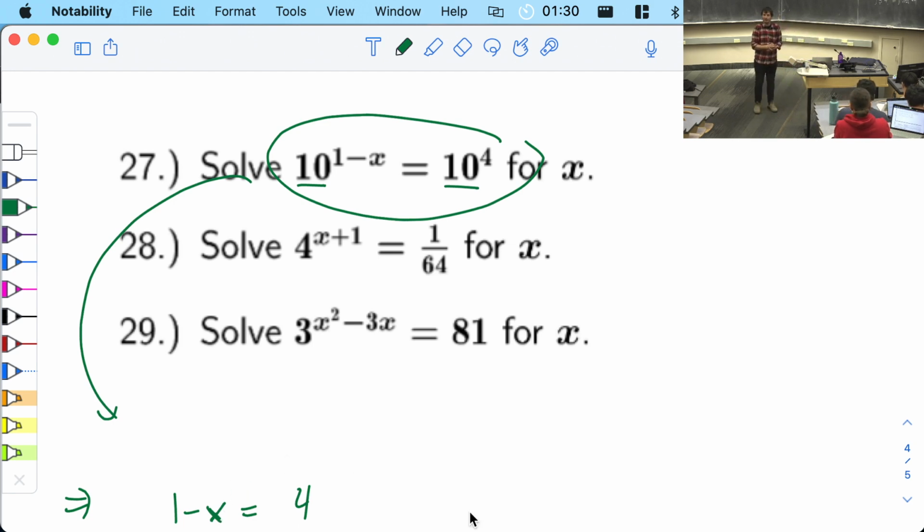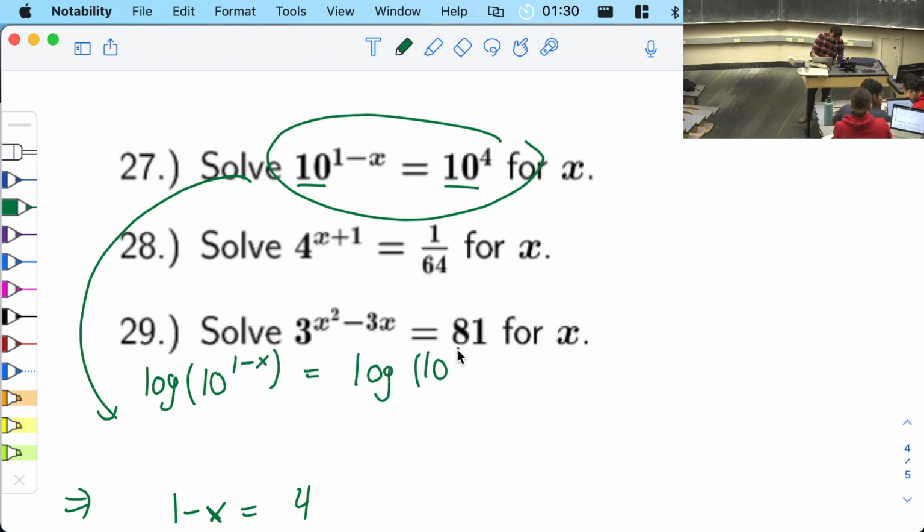It's not so bad. But let's pretend they weren't the same base. How could you then work on it? The answer always can be, if you take the log of both sides, then the equation will still be true, and then you can use log rules to simplify. So here's one thing you could do. You could do the log of 10 to the power 1 minus x, and then the log of 10 to the power 4.